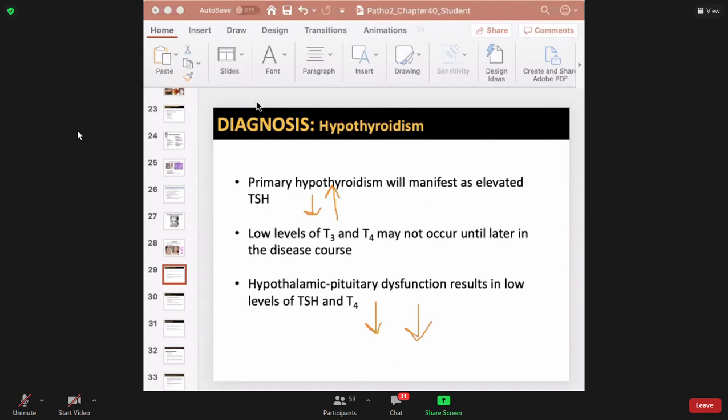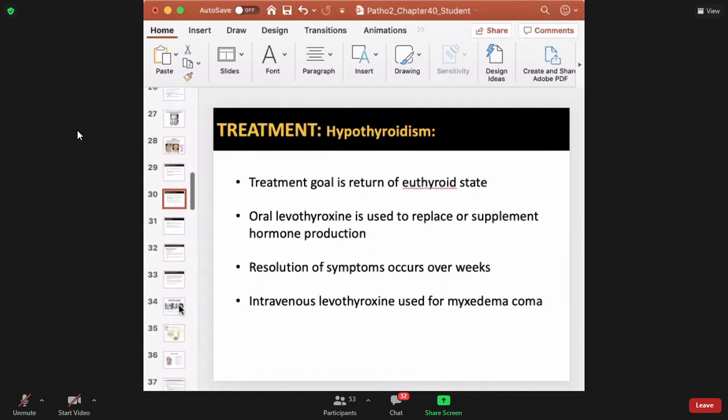So what's your goal? Your goal is to try to get things back to normal, right? So how do you get things back to normal? You give the hormones that you don't have in the form of a drug. So you can either take it orally to replace or supplement the hormone production. And if you're in something like a myxedema coma, then you probably would have to take it via IV, right? So Olivia, what am I repeating?